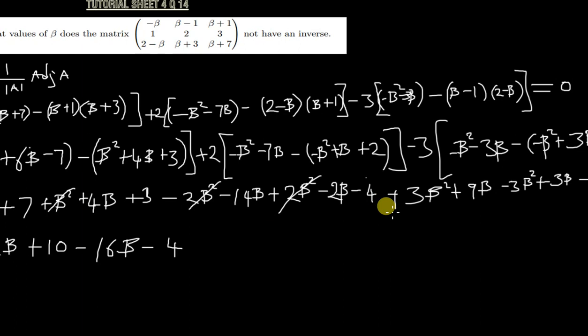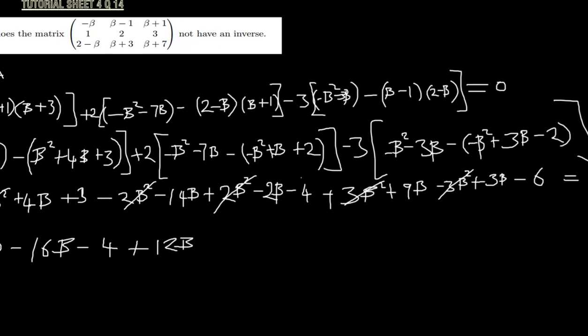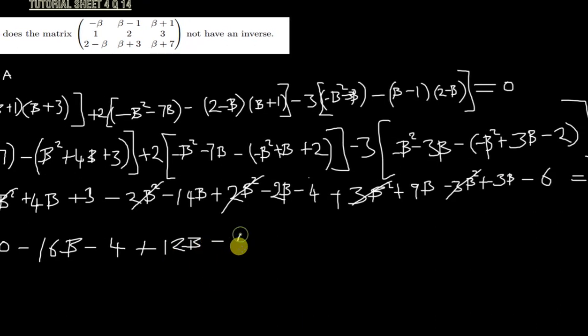You also have now this 3 beta squared, and then there's also this negative 3 beta squared, they will cancel. Then I'm remaining with 9 beta, so 9 beta plus 3 beta to be 12 beta. And then lastly I have a negative 6 here, and this is all equal to 0.